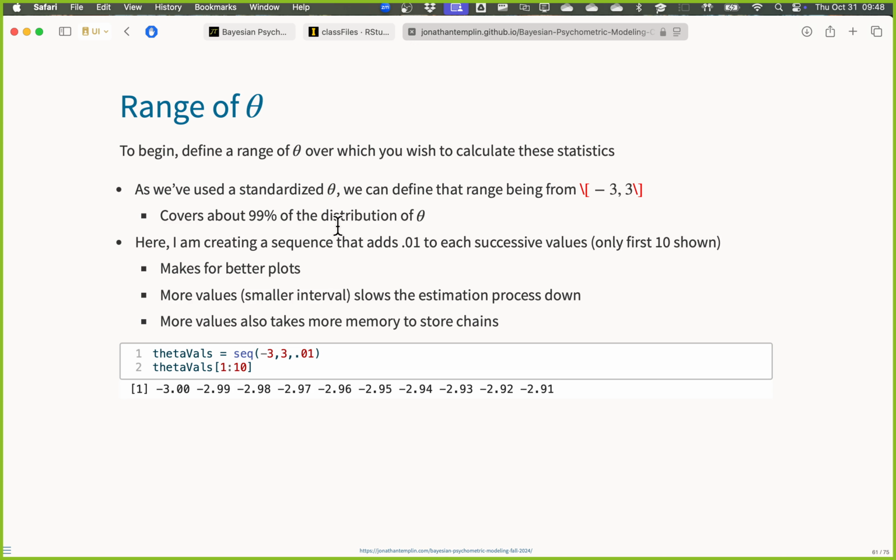I like it. All right, so first we're going to create a range of theta values. With a standardized theta, we would expect values between -3 and 3. So I'm just literally going to cover the range from -3 to 3, inclusive of the endpoints, adding 0.01 to each successively. So basically, I'm going to import into Stan the sequence of numbers from -3 to 3 with every hundredth of a decimal place. So here's the first 10 values of that. There's a lot, right? That's a lot of thetas.